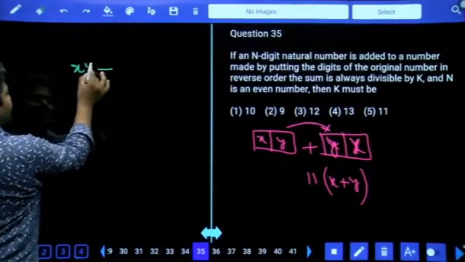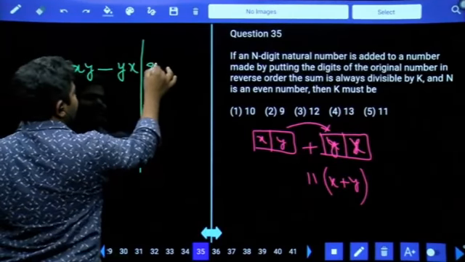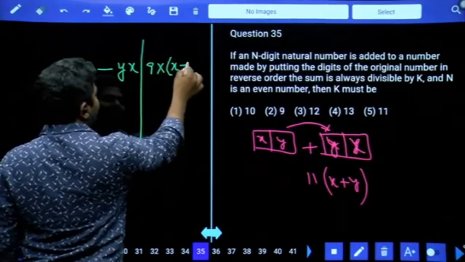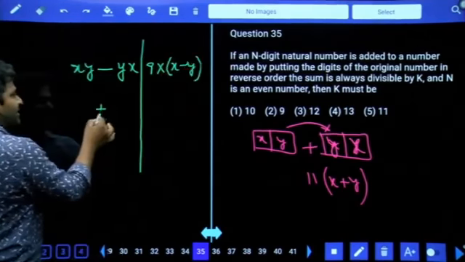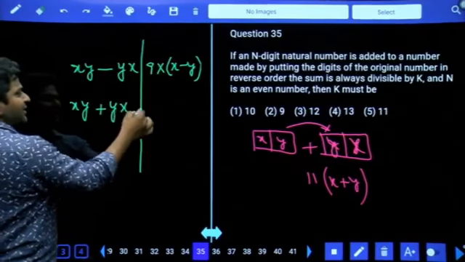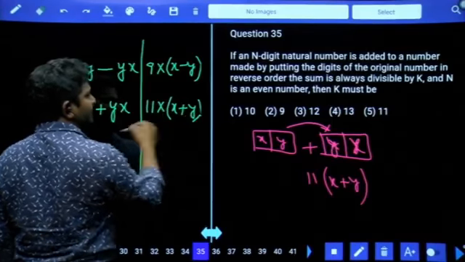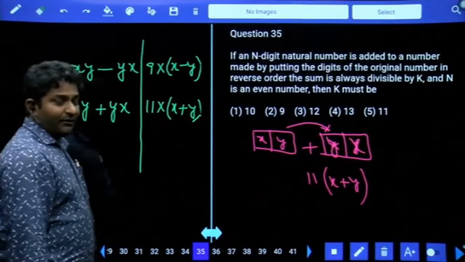The difference of the original two-digit number and the number obtained by interchanging the digits must always be a multiple of 9, of the difference of the digits. Whereas the sum of the original two-digit number and the number obtained by interchanging the digits must always be a multiple of 11, of the sum of the digits. These 2 points we have already covered.